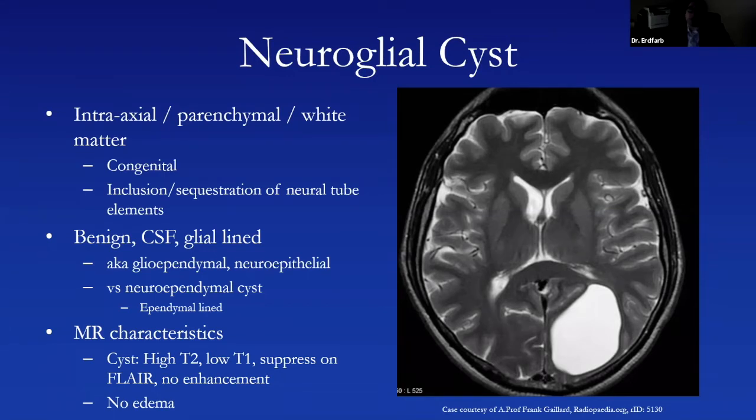When would it cause problems? If it continues to grow and again gives you that mass effect requiring fenestration. Sometimes they'll put catheters in these things to drain it just to keep the mass effect down. But for the most part, it's a local disease, not a systemic disease. So these are generally glial lined. They have a number of names, as you can see on the slide: glial ependymoma, neuroepithelial cyst. This is in distinction to a different kind of intracranial cyst called a neuroependymal cyst, which is lined by ependymoma as opposed to a glial lining. Again, these are pathologic distinctions that generally you won't be able to make on MRI alone.